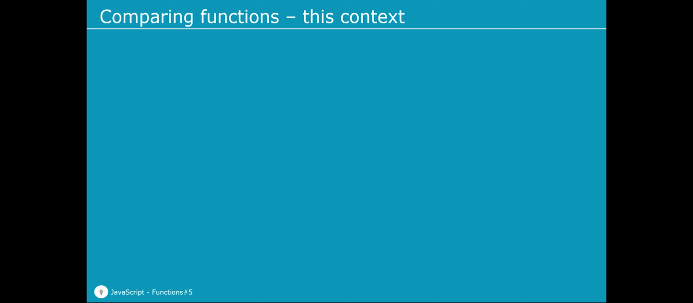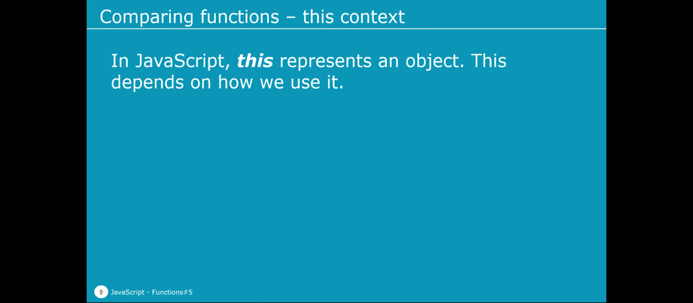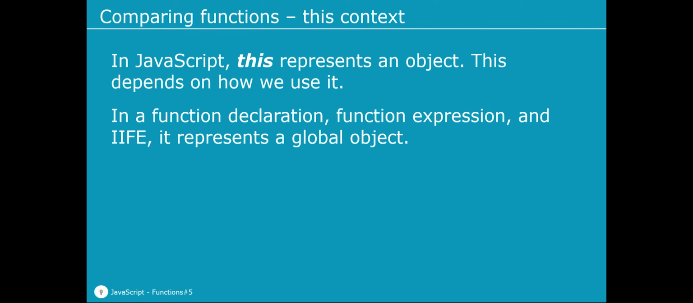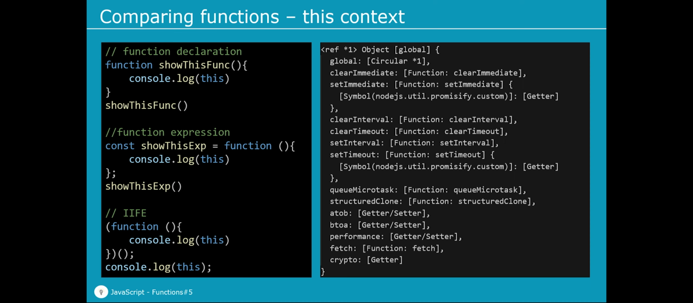Now, this is a very interesting point to discuss. In JavaScript, this is an object, and the value of this object depends on how a function is called. In a standalone function declaration, a function expression, or an IIFE, it represents a global object. In the case of browsers, it is a window object. So in the code snippet, I have defined three different types of functions, and these functions display the value of this object, which is the same for all three types of functions.